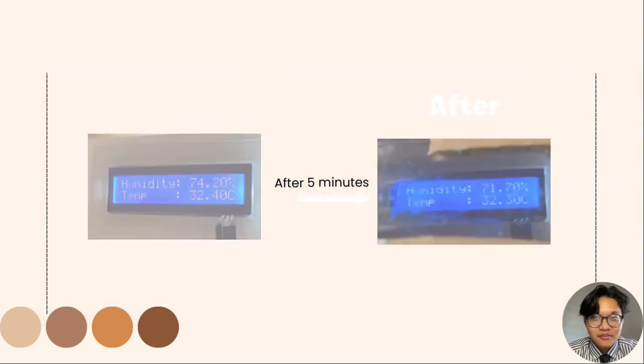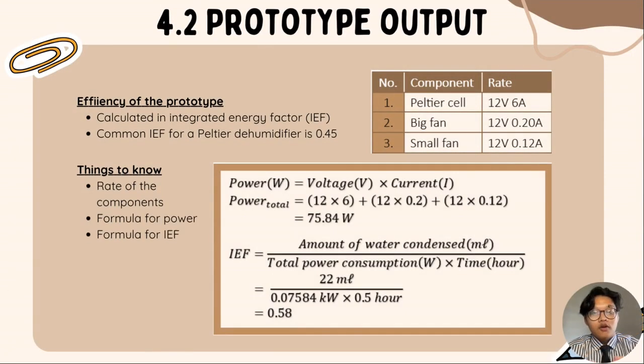The most significant output of a dehumidifier is the efficiency, and in the dehumidifier system, the efficiency is calculated in the form of integrated energy factor or IEF, which is by dividing the total amount of water condensed by total energy consumption. We have collected data after 30 minutes of testing and calculated the IEF of our Peltier dehumidifier and got 0.58, which is better compared to the average Peltier dehumidifier efficiency, which is about 0.45.